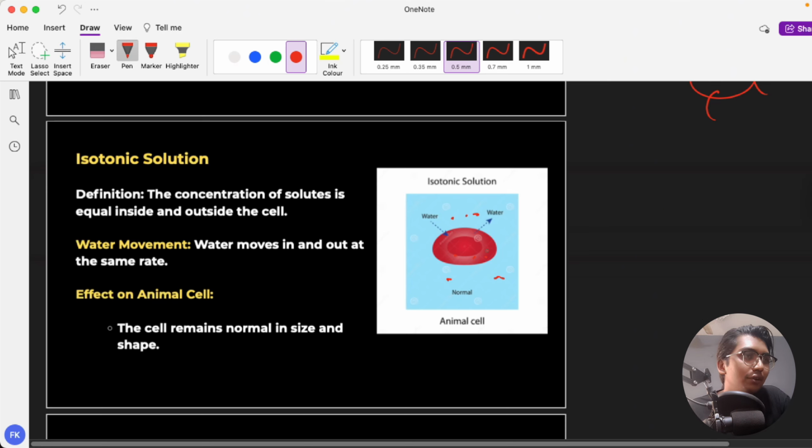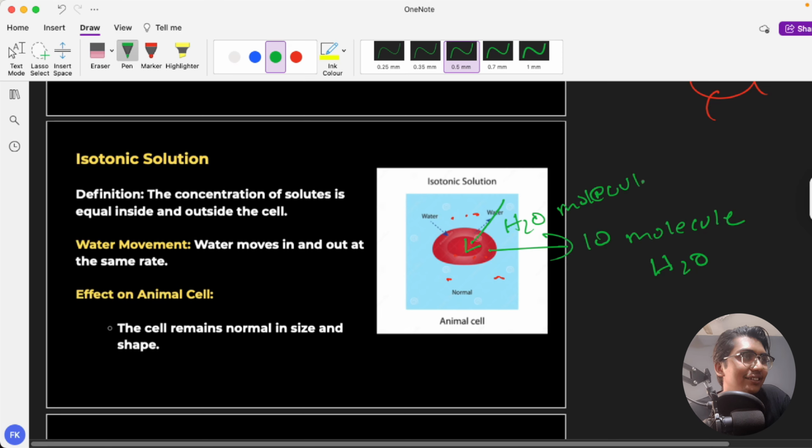Let me give you guys an example. If 10 water molecules move outside of the cell, 10 water molecules will go inside of the cell, okay? So what is the effect? The cell remains normal in size and shape, right? As there is no net movement of water molecules.